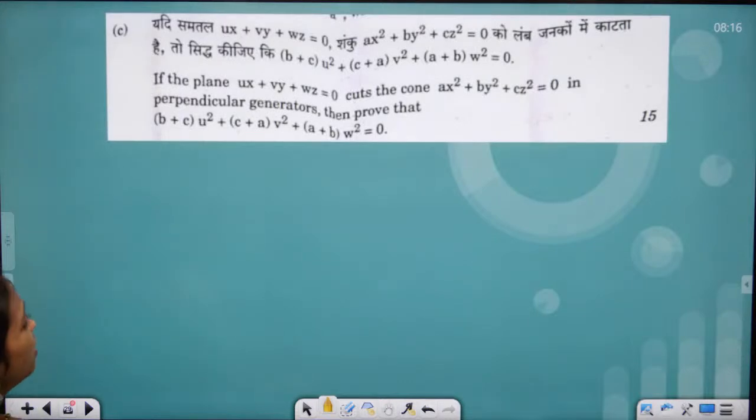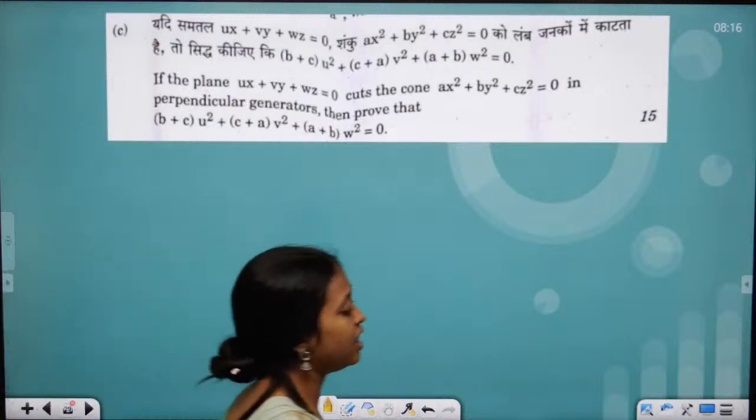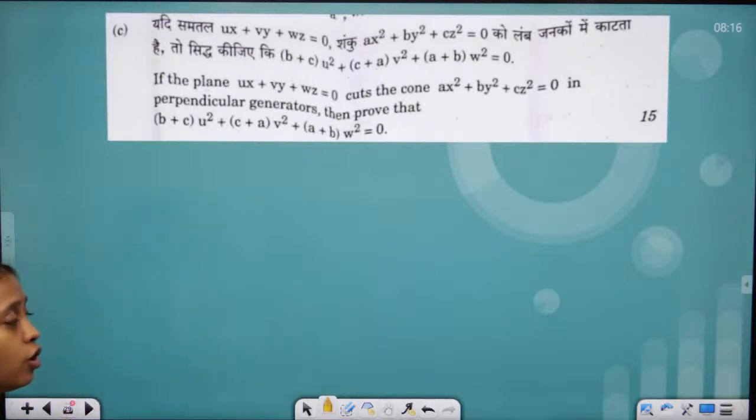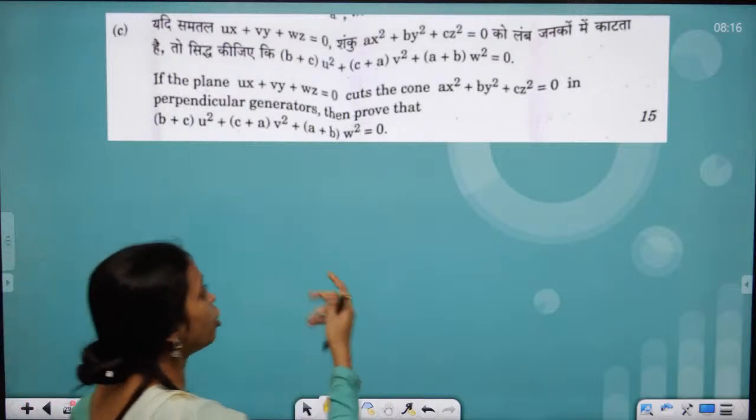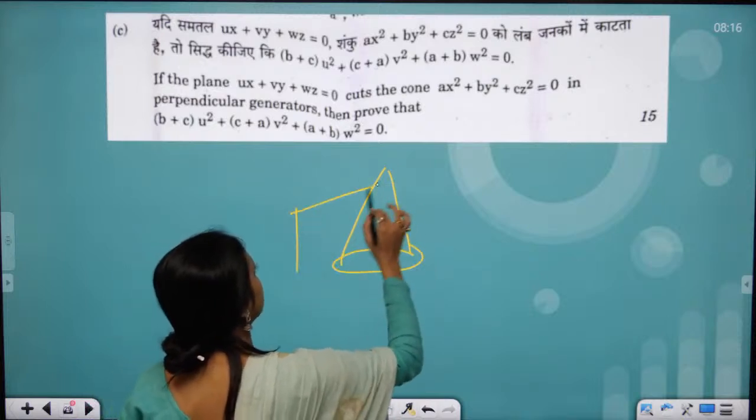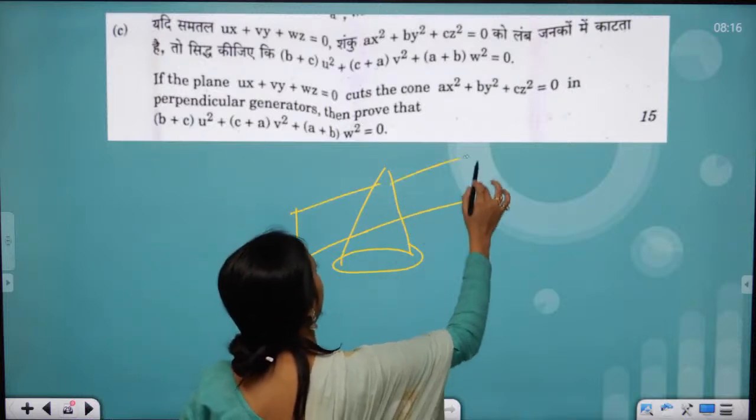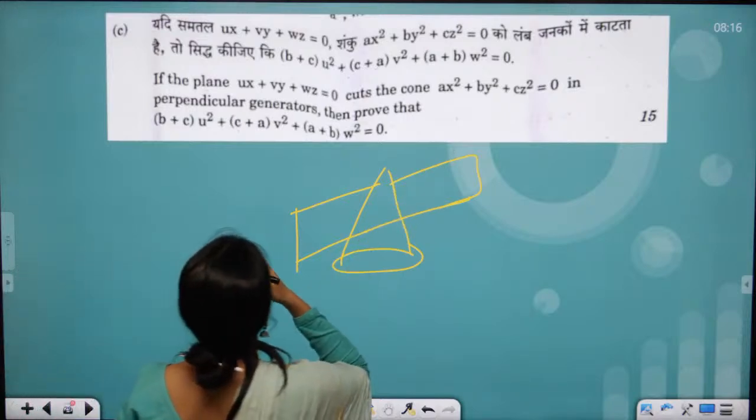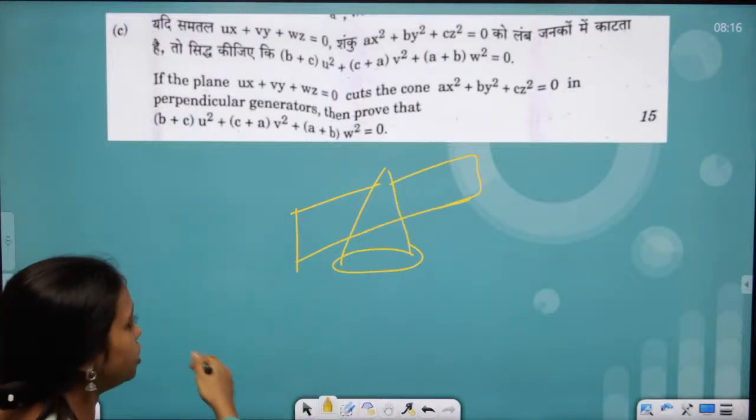Okay, again cone. Yes, the analytic geometry, some of the questions were out of the scope, some of the questions were not asked those kind of questions, but not this one. This is just a cone, a plane is intersecting this cone, you know, like a blade, right? And they are talking about perpendicular generators.